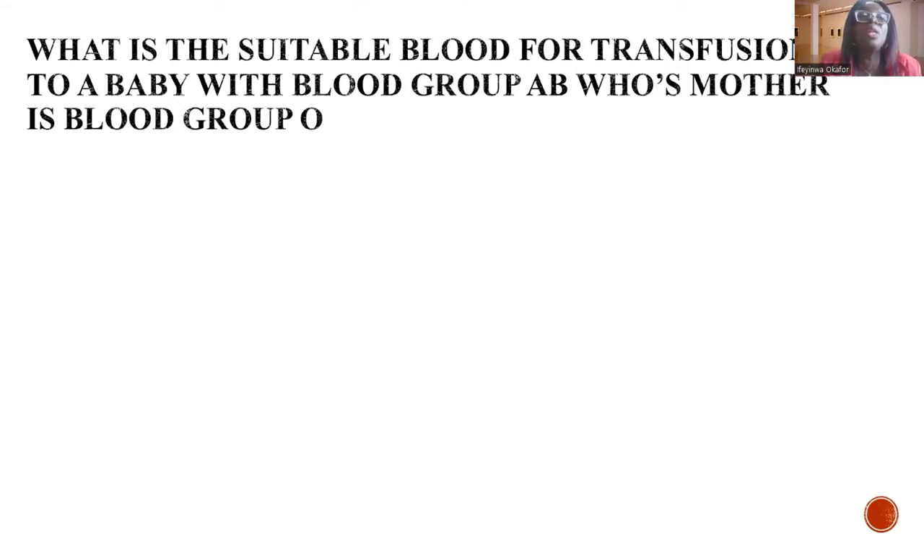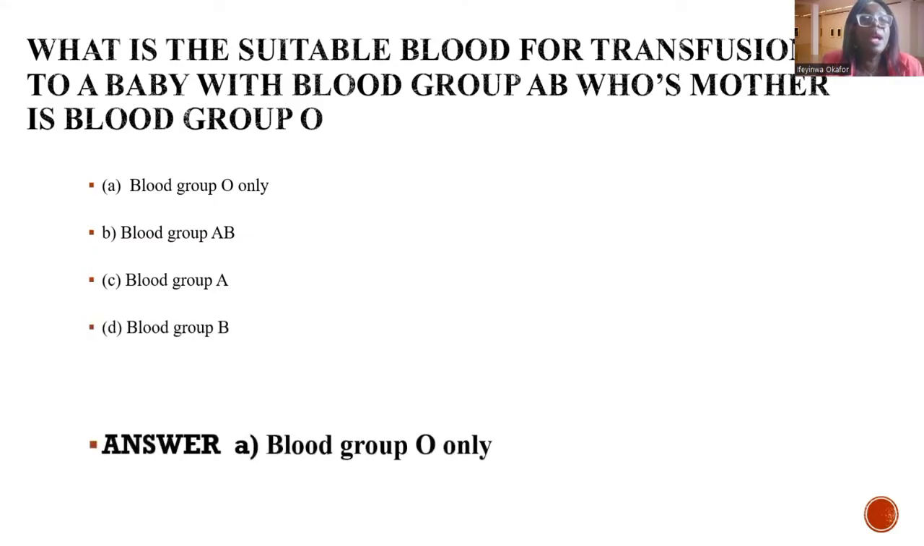What is the suitable blood for transfusion to a baby with blood group AB whose mother is blood group O? We have blood group O only, blood group AB, blood group A, blood group B. Answer, A, blood group O only. Remember, any blood you give to a newborn baby must be compatible with the mother, because the antibody present in the baby at that age is actually that of the mother. So as you consider the child's blood group, you must also consider the mother's blood group. So in this case, blood group O should be given to the baby, even though the baby is AB.